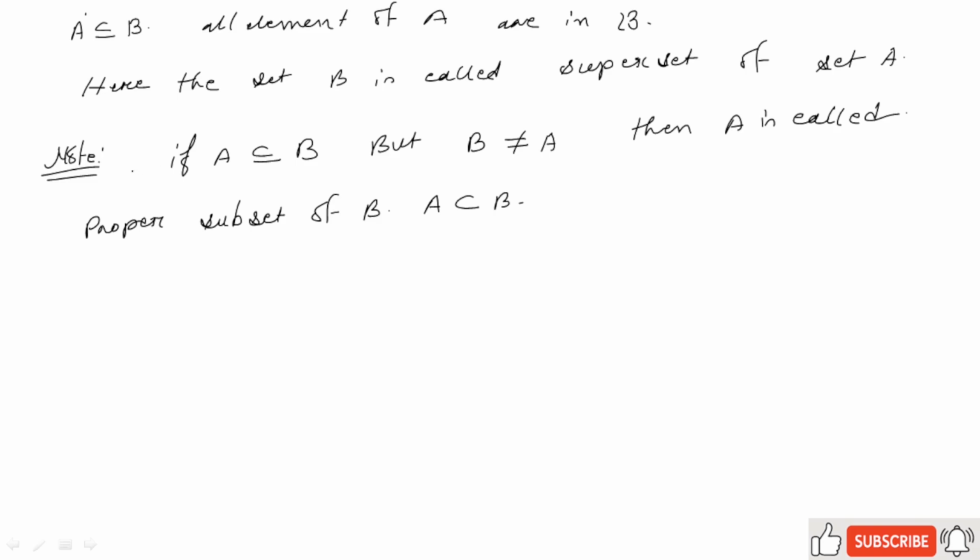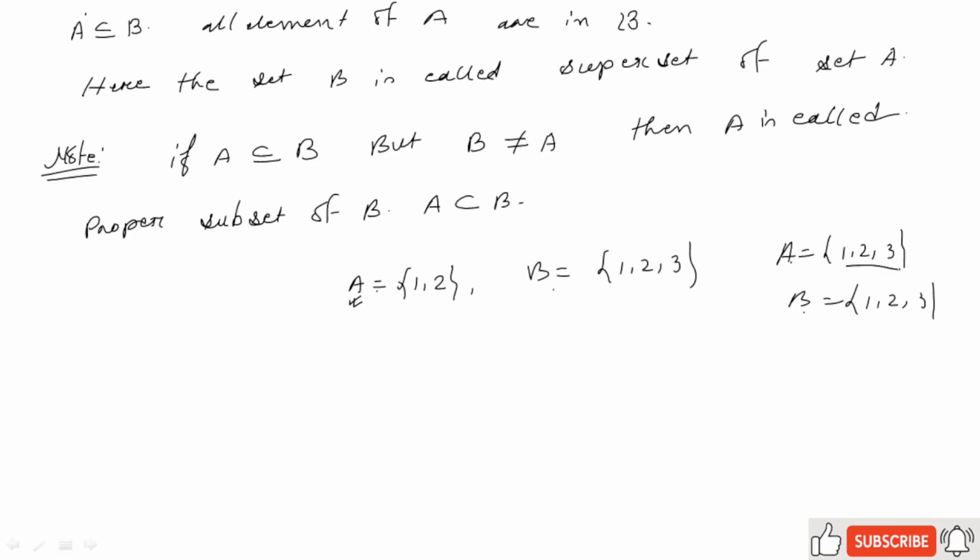What I want to explain here is this: if A is 1, 2 and B is 1, 2, 3, then A is a proper subset of B, because here A and B are not equal. If A is also 1, 2, 3 and B is also 1, 2, 3, then A is a subset of B, because each element of A is in B, but this is not a proper subset, because A equals B. Remember.